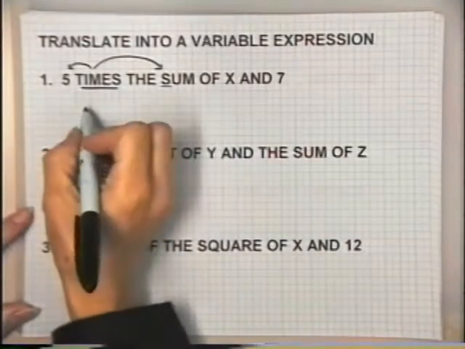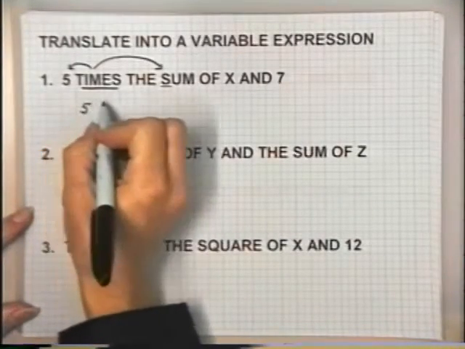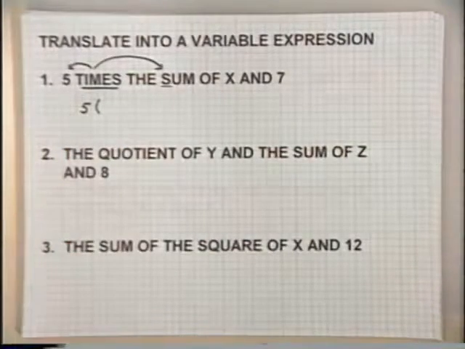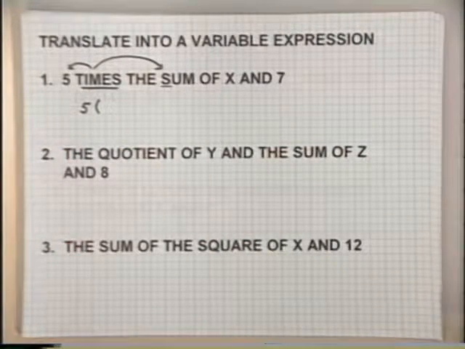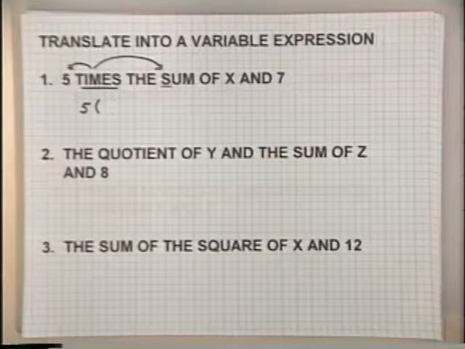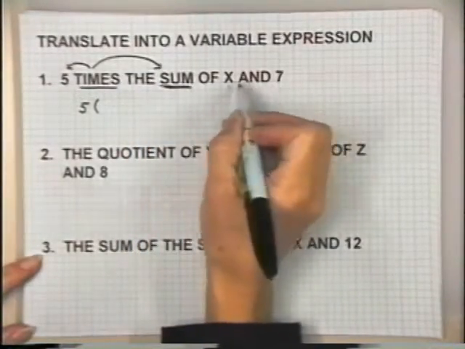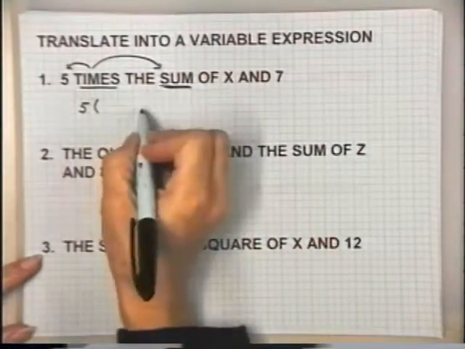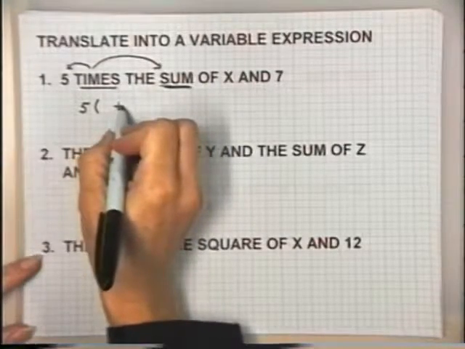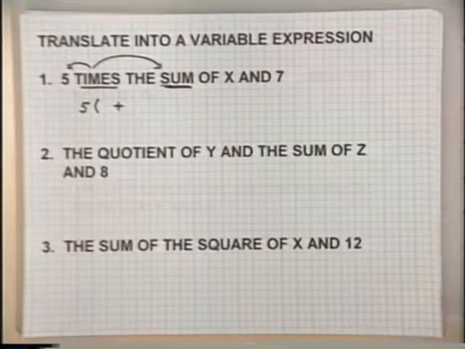So let's indicate our multiplication. We're going to put down our 5. We will use a parenthesis to indicate the multiplication. Now we need to decide what goes inside that parenthesis. We are multiplying the 5 times a sum of 2 other quantities. So inside this parenthesis will be a sum, which we know is an addition problem.